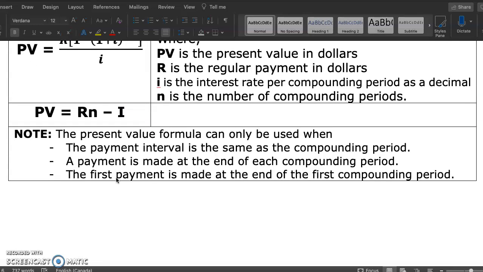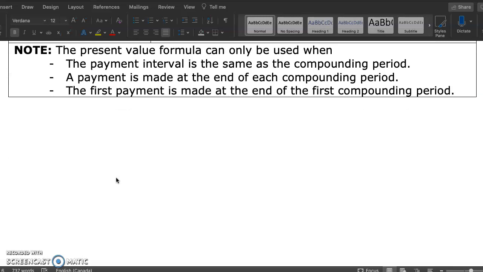So let's talk about what this formula is applied to. The present value formula can only be used when the payment interval is the same as the compounding period, a payment is made at the end of each compounding period, and the first payment is made at the end of the first compounding period. So this will be easier to explain when I take you through and trace a spreadsheet showing the amount that is invested. But let's look at a problem.